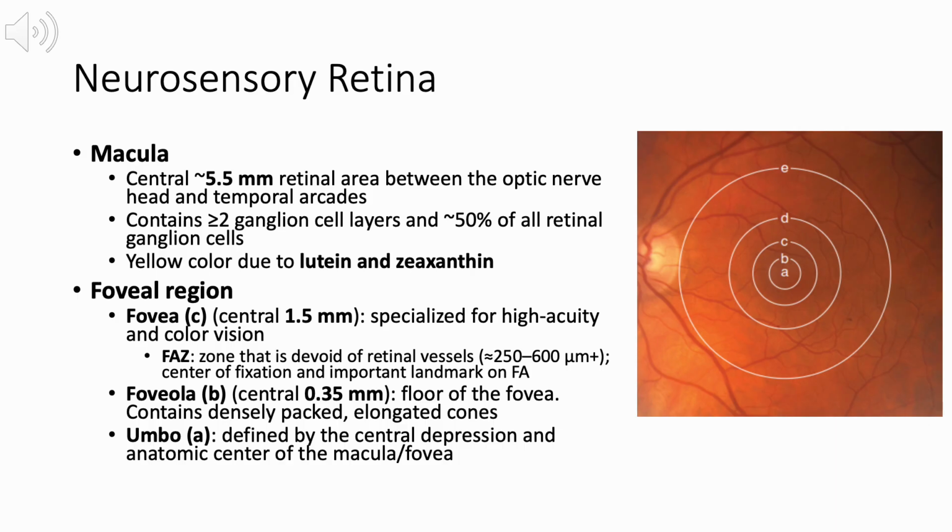It contains 2 or more layers of ganglion cells and accounts for approximately 50% of all retinal ganglion cells. Clinically, the macula has a yellow coloration due to the presence of the pigments lutein and zeaxanthin. Within the macula lies the foveal region, which is further subdivided into distinct anatomic zones. The fovea, labeled as region C on the figure, represents the central 1.5 millimeters of the macula and is specialized for high acuity and color vision.